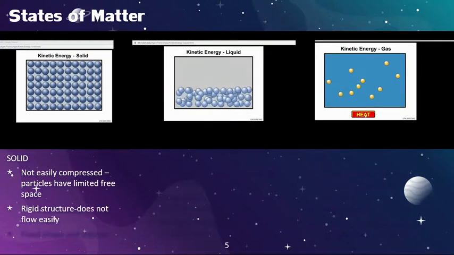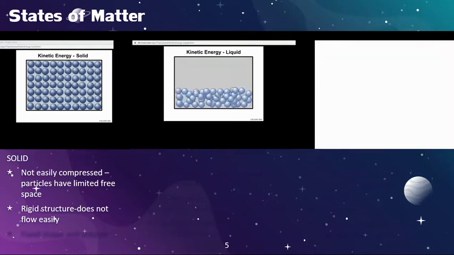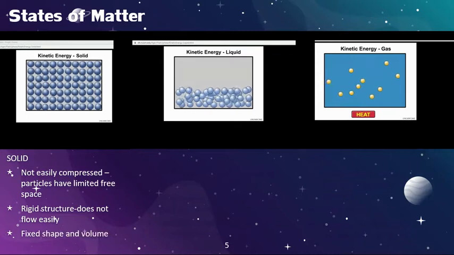They have a rigid structure as a result of the small amount of space between the atoms that make them up, and there's no easy flow of a solid because of the fact that they're rigid. They have a fixed shape and a fixed volume.